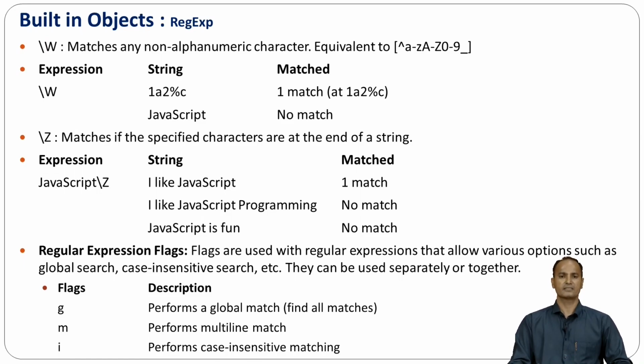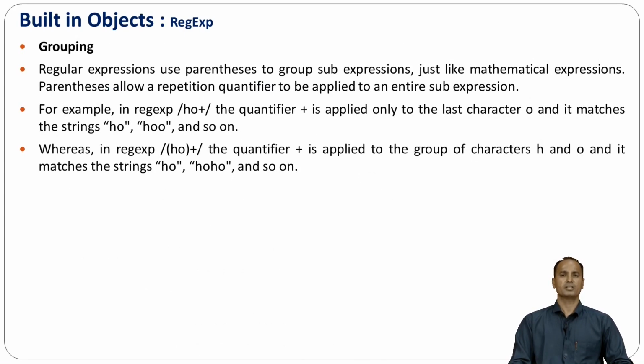i is case-insensitive matching. That means irrespective of case, whether it is capital or small letters, if we want to match the pattern, we provide the i flag. Then after that there is grouping, using parentheses.